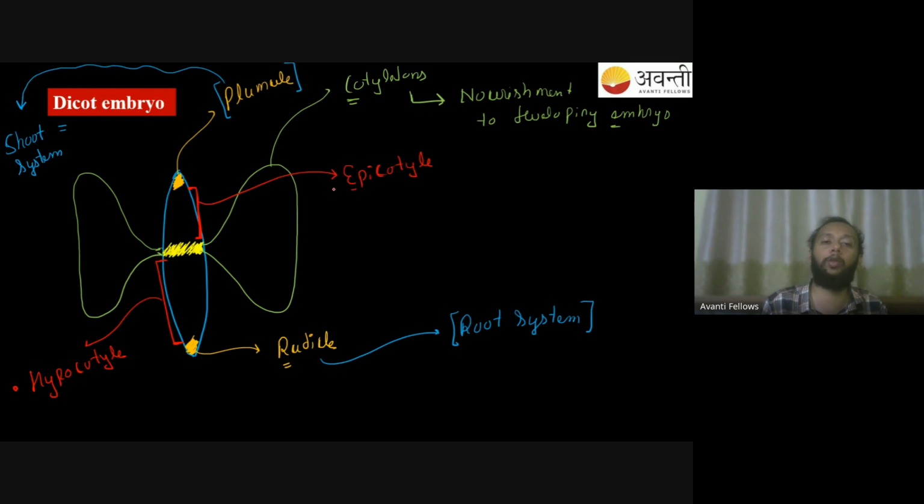So two terms have to be remembered over here. What is my epicotyl and what is my hypocotyl? Epicotyl is the region between my plumule and the point of attachment of the cotyledons, that region in the embryonal axis. And similarly, you will have a hypocotyl in the lower part, between the radicle and the point of attachment of the cotyledons. So you have a hypocotyl and an epicotyl over here.